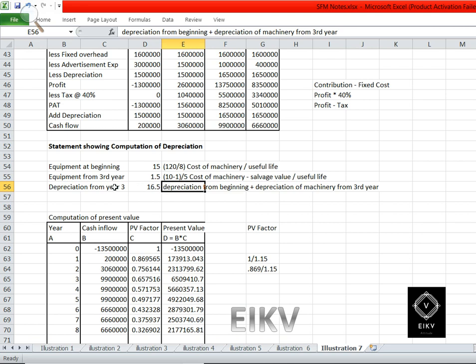So from the third year we have a depreciation of 51.5 lakh, which means the summation of 50 lakh from the beginning of the year plus 1.5 lakh from the third year.